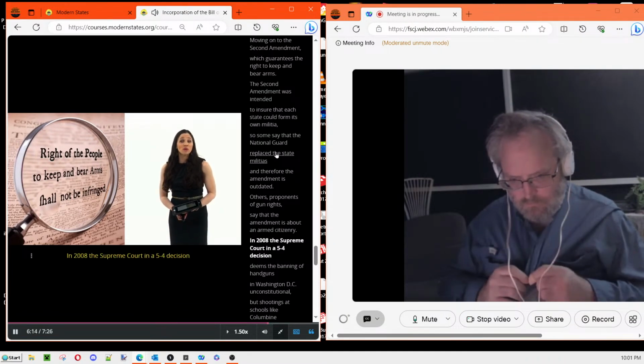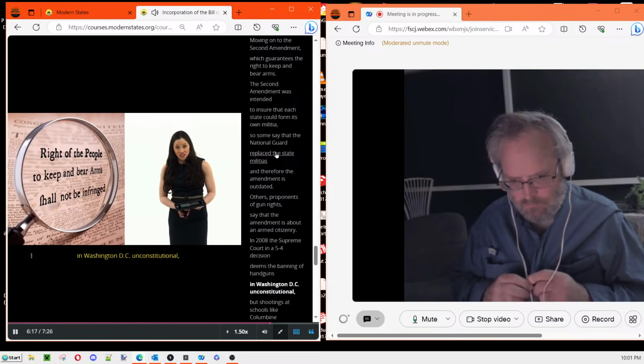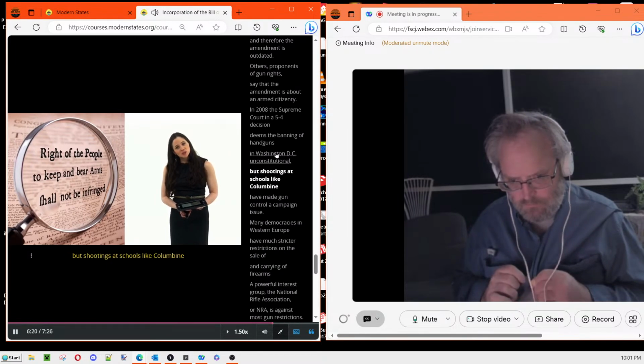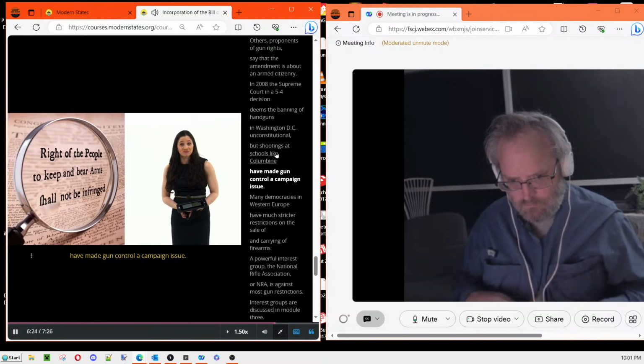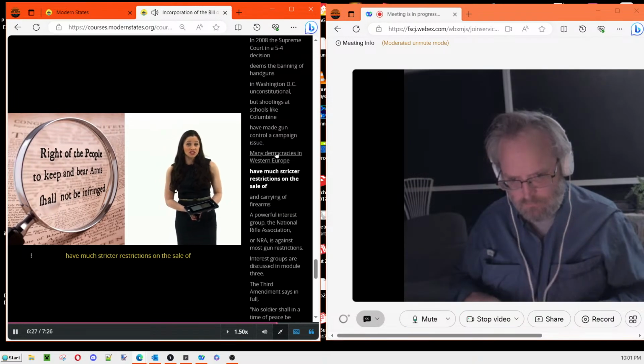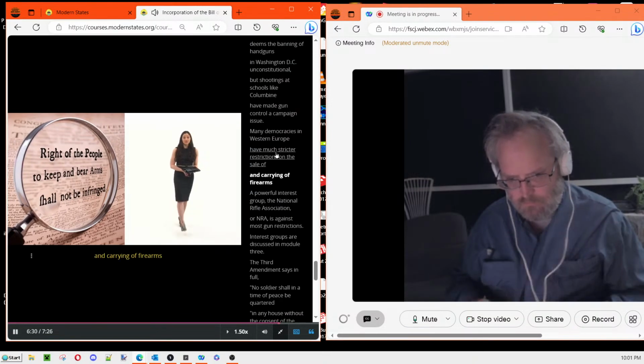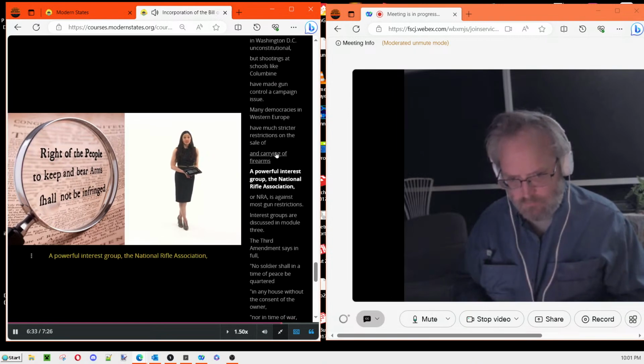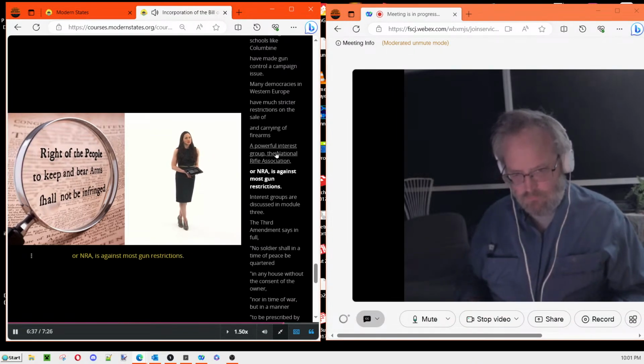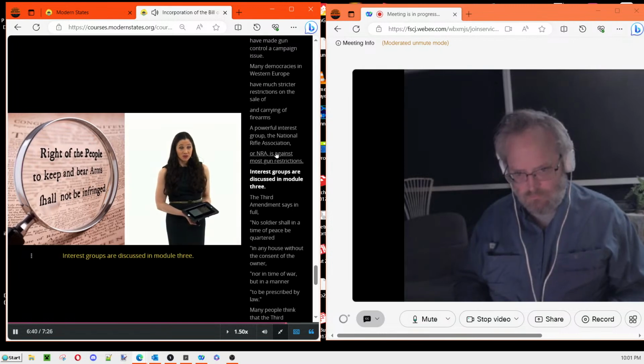In 2008, the Supreme Court, in a 5-4 decision, deemed the banning of handguns in Washington, D.C. unconstitutional. But shootings at schools like Columbine have made gun control a campaign issue. Many democracies in Western Europe have much stricter restrictions on the sale of and carrying of firearms. A powerful interest group, the National Rifle Association, or NRA, is against most gun restrictions. Interest groups are discussed in Module 3.